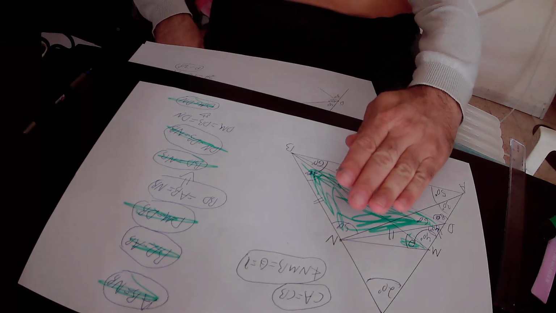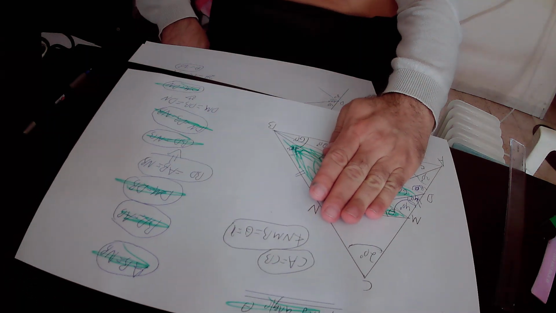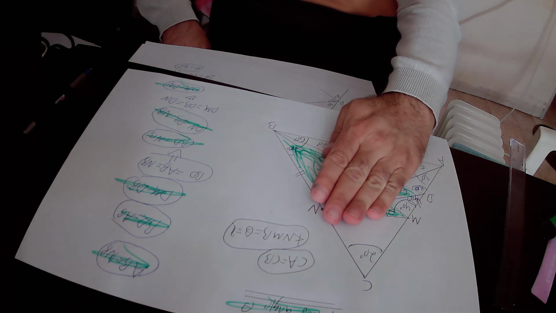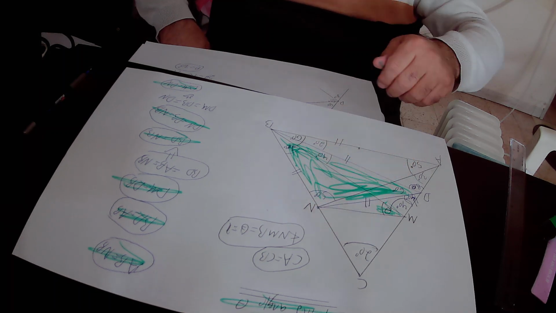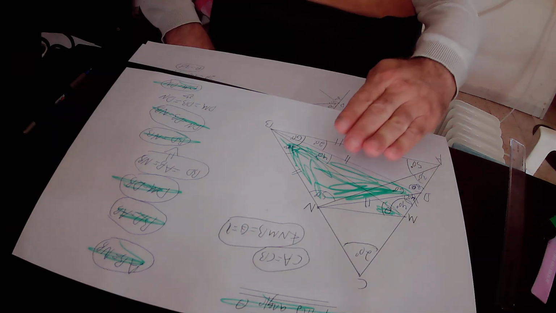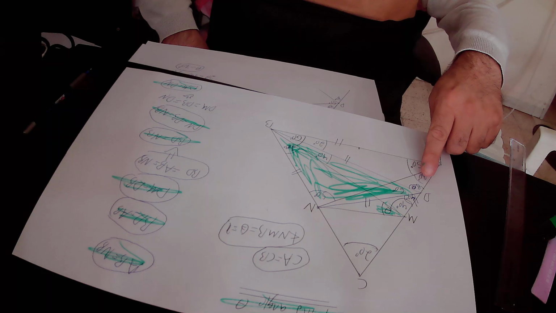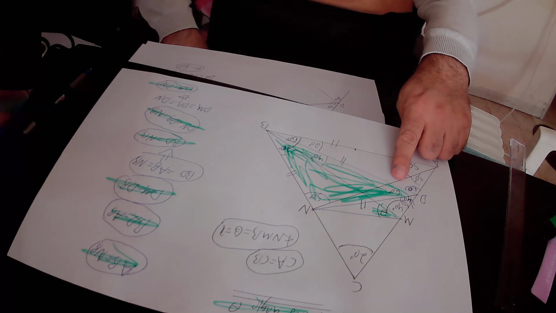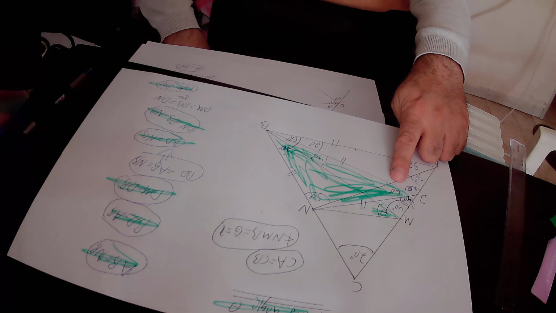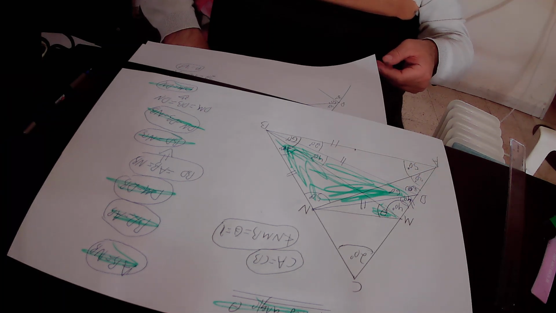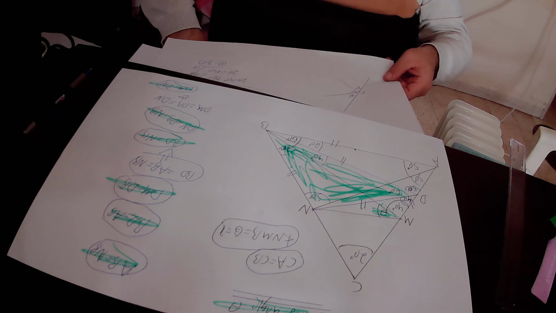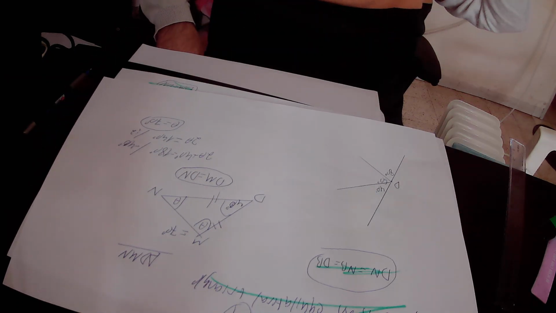Then we focus on this side of the straight line CA at point D. Which angles do we have on this side of CA at point D? We have this angle that is equal to 80 degrees. This angle is one of the three angles of the equilateral triangle, therefore it must be equal to 60 degrees, plus the missing angle. The sum of the angles on one side of a straight line is equal to 180 degrees.